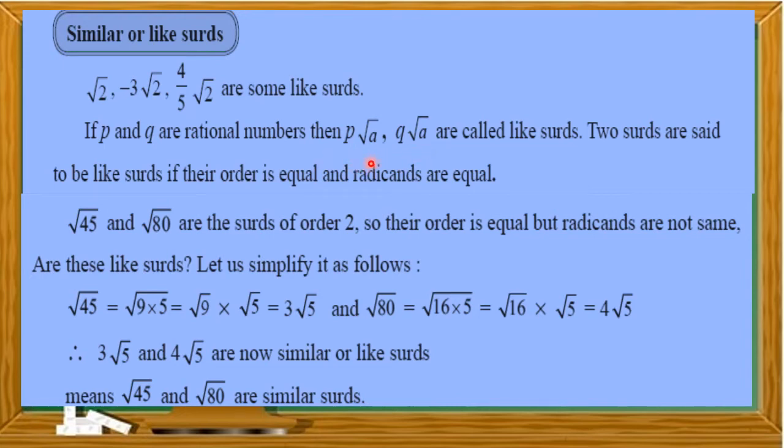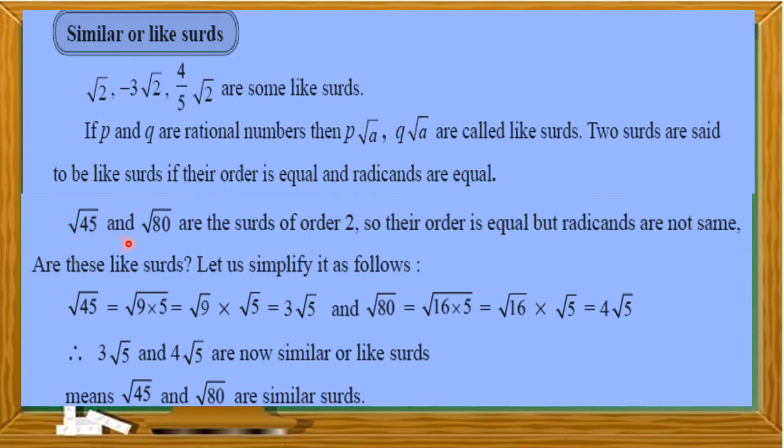For simplicity, this is the rational part and this is the irrational part. If the irrational part is same, then you can say that the surds are similar or like surds.